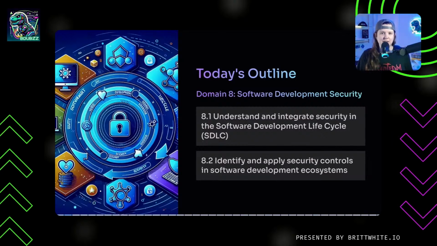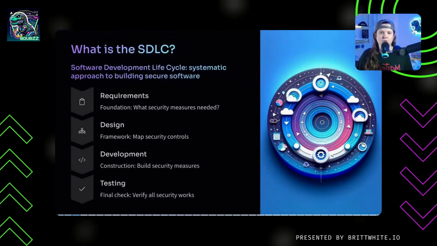So what is this SDLC? The Software Development Lifecycle, or SDLC, is a systematic approach to building secure and reliable software. Think of it as a recipe for software development. It's a structured framework that guides you from planning through coding, testing, deployment, and maintenance. Without it, you're just throwing code together and hoping it works, which it rarely does. The SDLC keeps everything on track, but here's the key. Security has to be baked in at every single step. You can't just sprinkle it on at the end like your salt and pepper.